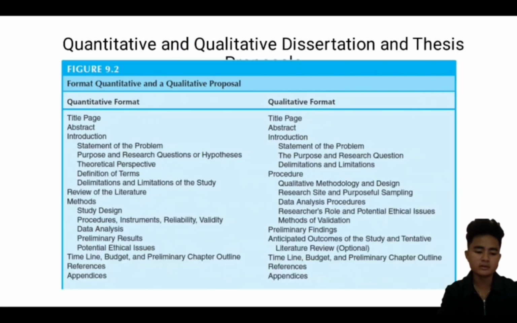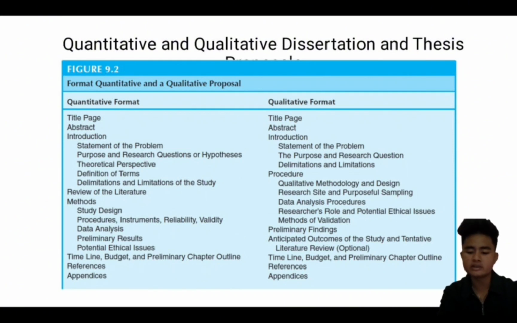Now we're moving on to the quantitative and qualitative dissertation or thesis. They have different formats. In quantitative, it usually has three main sections: the introduction, review of literature, and then the methods. The structure is more standardized, and it is based on numbers and data. That is very common, we all know that.